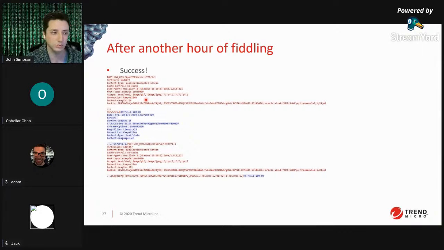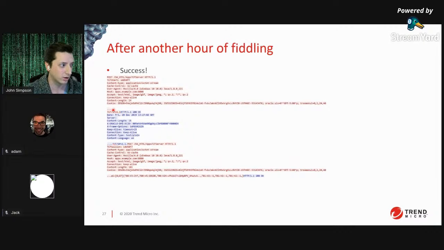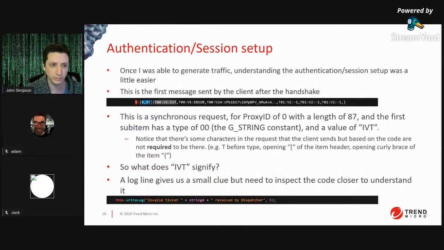This is just dumped from Wireshark. We have a post to the TCF server. We can see our TCF handshake there. We can see the response. You'll notice that my client doesn't actually send the period at the end of the handshake, but when it responds, it does. So clearly it doesn't care about that. And then we see another message here, and we're going to dive into that. So, authentication and session setup.